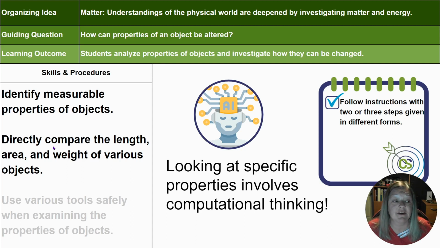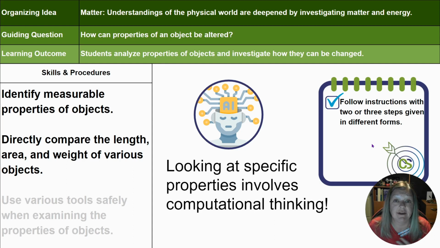So when the students are identifying measurable properties of objects and comparing objects, length, weight, and all of those things, they are using their computational thinking skills. They're looking at specific properties, so we're kind of decomposing the properties of those things. And also, we have a specific skill and procedure from computer science in grade 1 that is about following instructions with 2 or 3 steps.